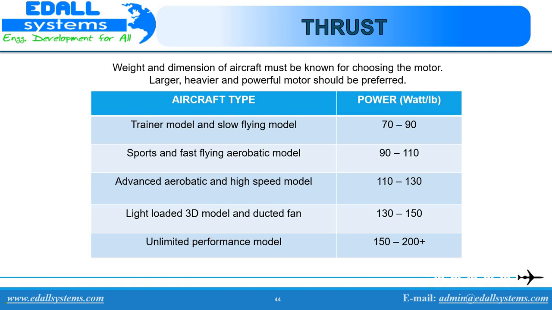Trainer models and slow flying models need a power of 70 to 90. Sports and fast flying aerobatic models need 90 to 110. Advanced aerobatic and high speed models need 110 to 130. Light loaded 3D models and ducted fans need 130 to 150. Unlimited performance models need 150 to 200 plus watts per lb of power.